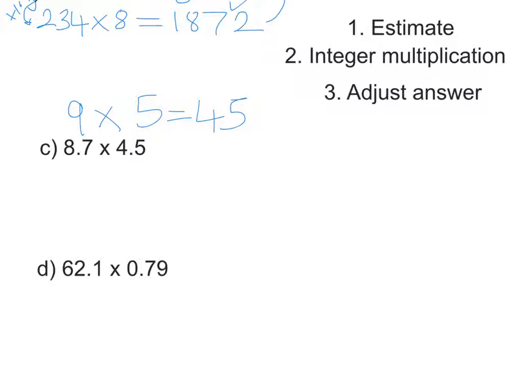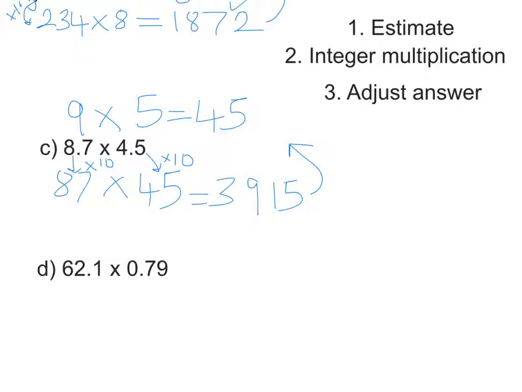Then my integer multiplication would be 87 multiplied by 45, which again you have done in the drill and gives you 3,915. And that's not my final answer though, because that is nowhere near 45. I multiplied this by 10, and I multiplied this by 10, so multiplied by 10 twice, so I have to divide by 10 twice, which would give me 39.15.